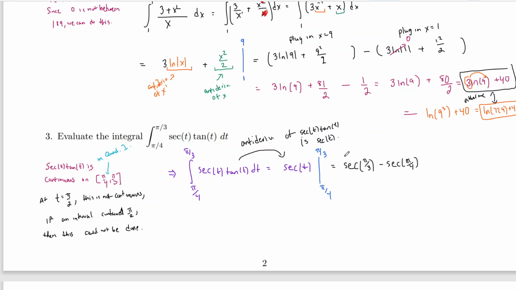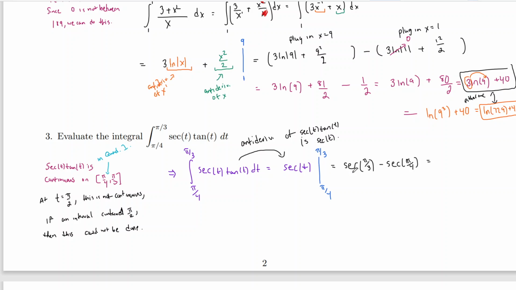Now, one thing we didn't really mention here is that it doesn't matter if the top or bottom number is bigger. If you really hate the top number being smaller than the bottom number, here it's bigger, so it's fine. But if you had 1 on the bottom and 0 on the top, you can still do this. You just plug in the top number minus plug in the bottom number. So no issues there.